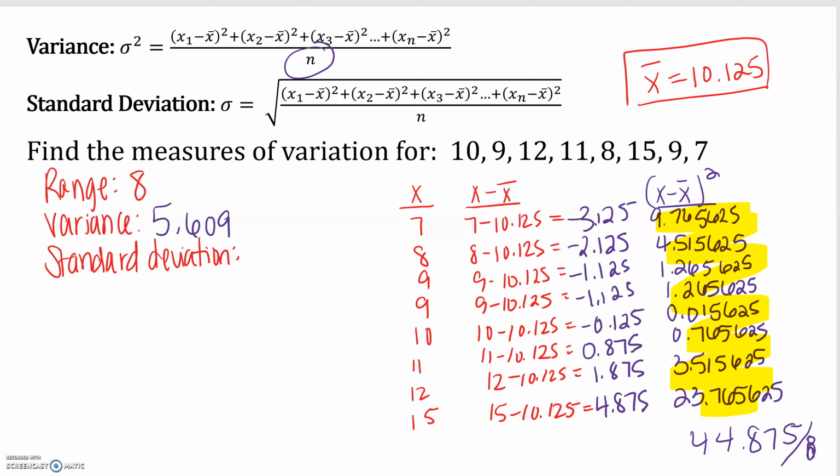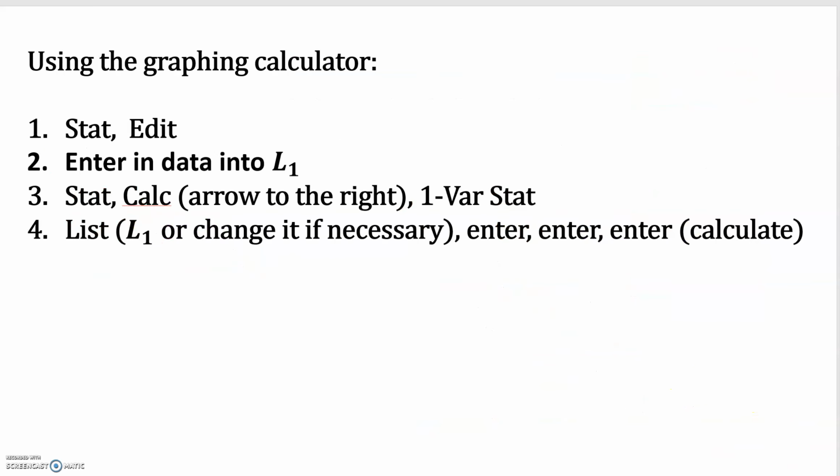5.609. Okay. To find your standard deviation, you're going to take that variance and you're going to take the square root of it, and we end up with about 2.368. Okay. The great thing is that we can do all of that work in our calculator.